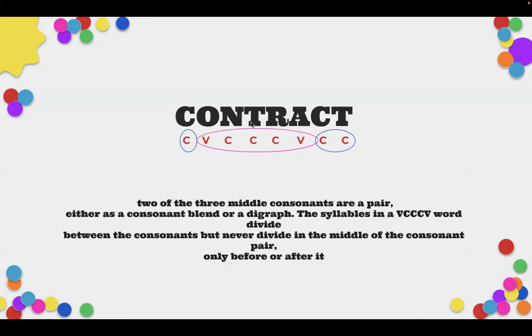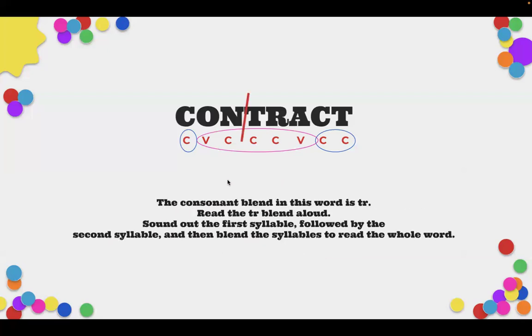We already identified that the T and the R make the tr sound. You wouldn't put the N and the T together because they make the nt, and then this would be ra. It's not con-tract, it's con-tract. So the consonant blend in this word is tra. Read the tra blend out loud. Contract. Sound out the first syllable, followed by the second syllable, and then blend the syllables to read the whole word.